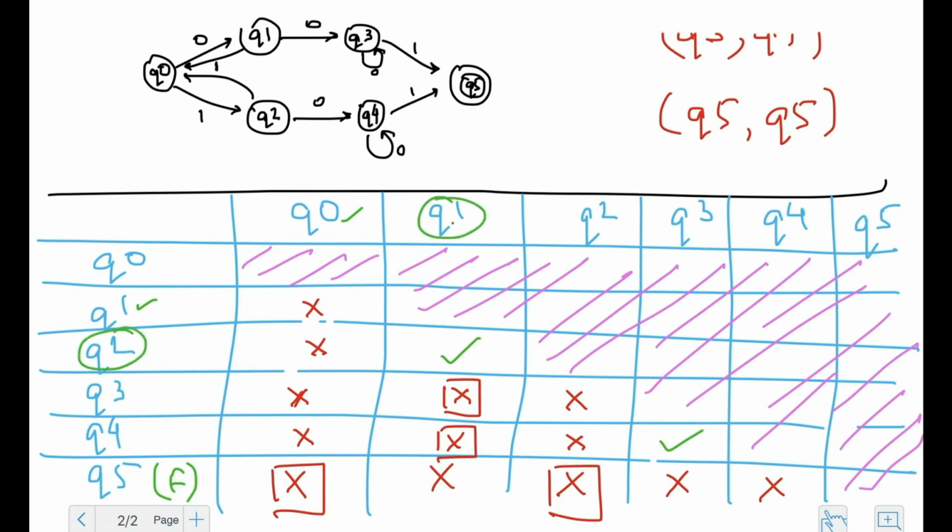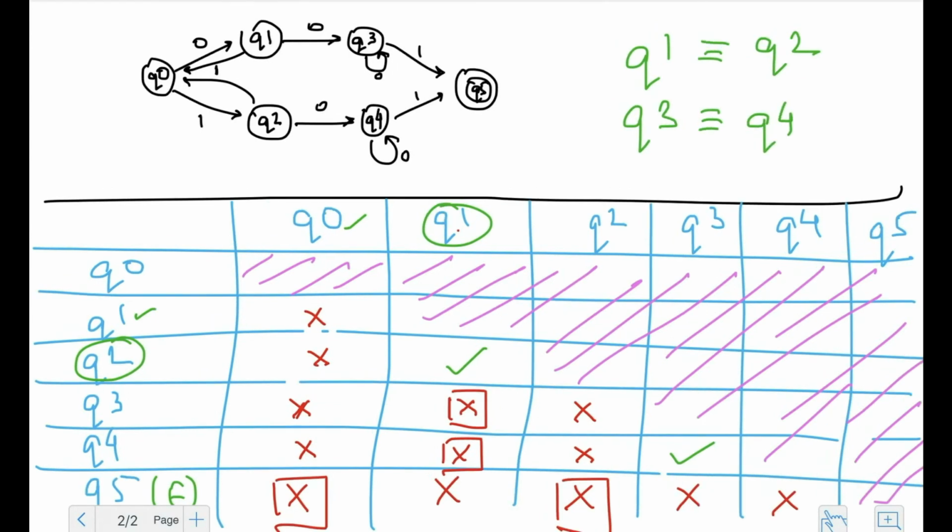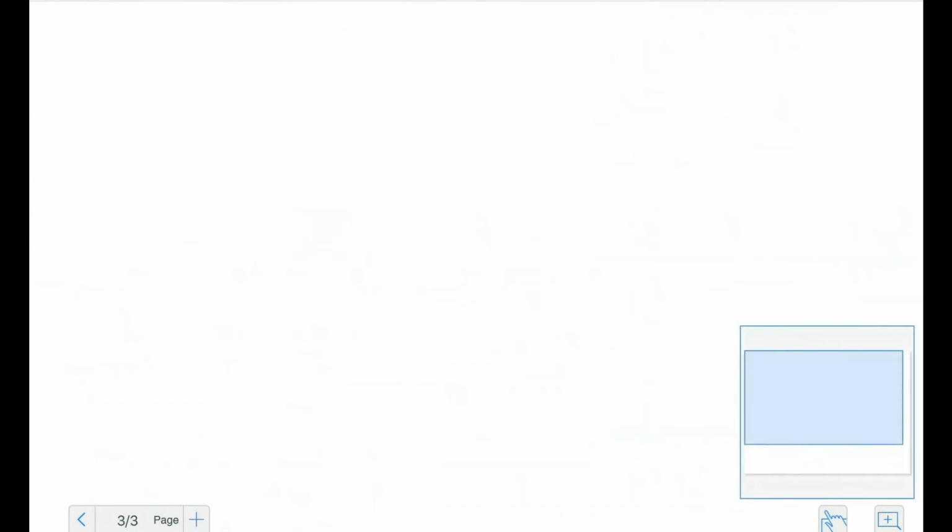So what I'm going to get after my state minimization is that Q1 is equivalent to Q2, and I'm going to get Q3 is equivalent to Q4. So these are the two equivalence conditions that we've got for the DFA on the left, and this is what we saw in the previous video as well. So the minimized DFA that I'm going to get is something like this.